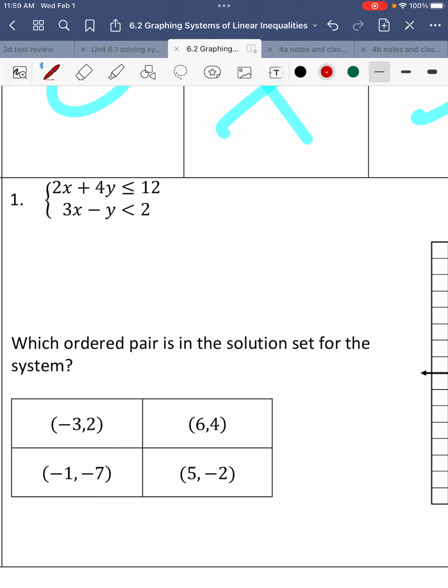All right, let's take a look at number 1. To graph number 1, I'm going to have to solve for y. So I'm going to subtract 2x.